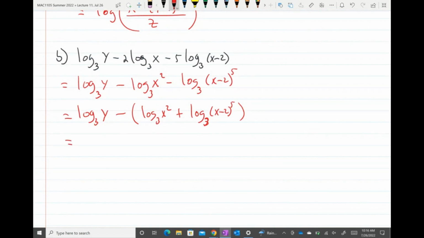You could write it in parentheses as a single log. So we write it as a single log. What is it? Log base 3 of x squared times (x minus 2) to the fifth. And (x minus 2) to the 5th. Good.